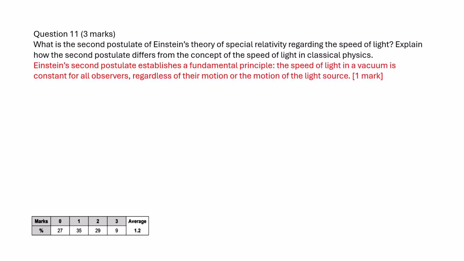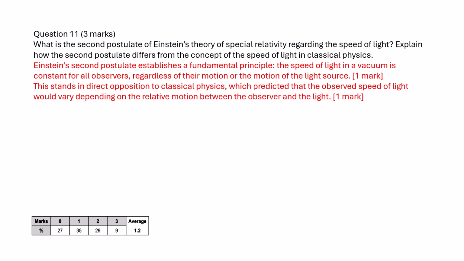Einstein's second postulate establishes a fundamental principle: the speed of light in a vacuum is constant for all observers, regardless of their motion or the motion of the light source. This stands in direct opposition to classical physics, which predicted that the observed speed of light would vary depending on the relative motion between the observer and the light.